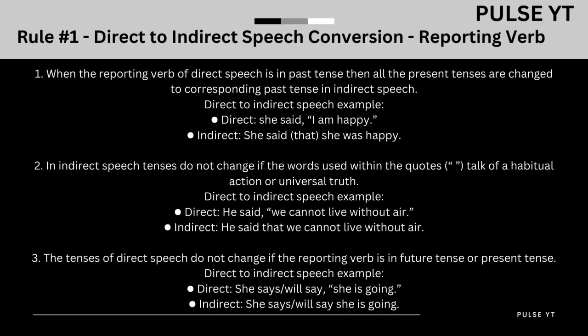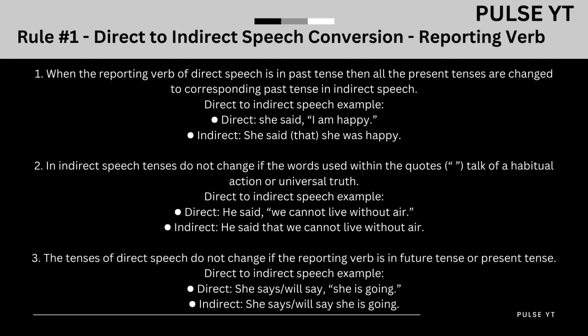Rule number 1, direct to indirect speech conversion, reporting verb. 1. When the reporting verb of direct speech is in past tense, then all the present tenses are changed to corresponding past tense in indirect speech. Direct to indirect speech example. Direct: She said, "I am happy." Indirect: She said that she was happy.